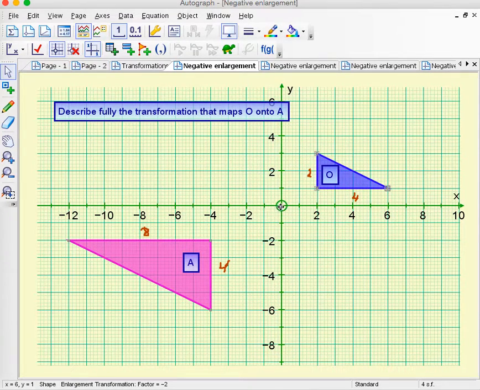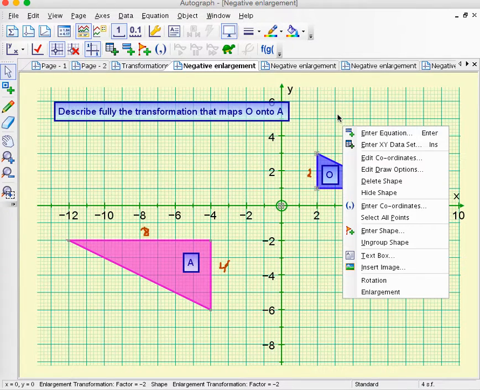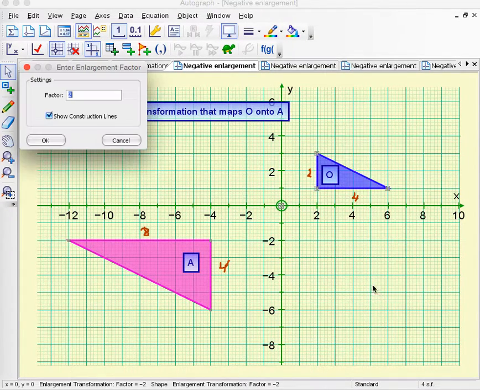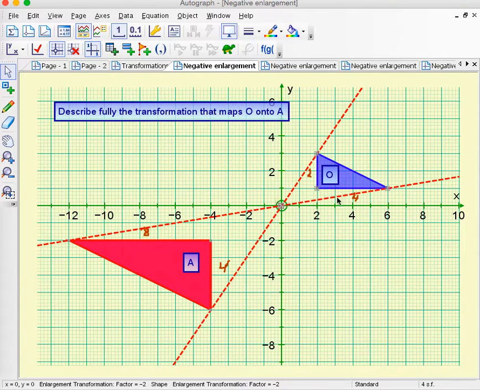And just to show you here, if I pick those points and I do the enlargement using the program, I'm going to make my scale factor -2, and I'm going to leave the construction lines in so you can see where the center is. Okay, it drew it over this one. So this is very important. The transformation is actually a negative scale factor if it turns it around.